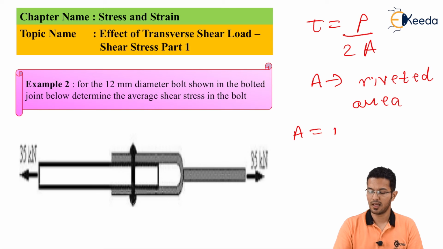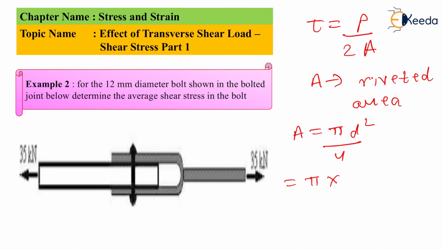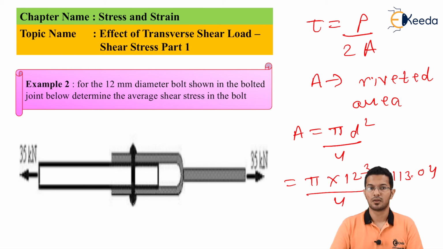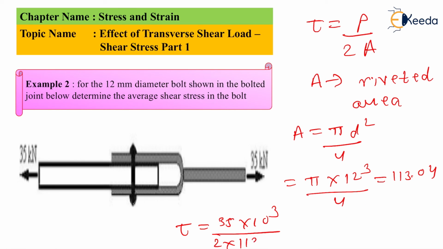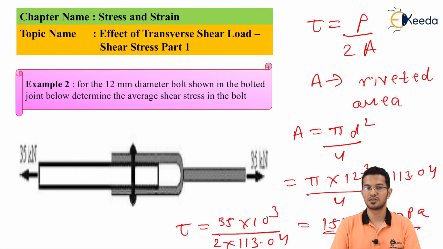Hence, we know that A is equal to pi d square upon 4, which is equal to pi into 12 square upon 4, which is equal to 113.04. Now, tau is equal to 35 into 10 to the power 3 the whole upon 2 into 113.04, which is equal to 154.32 megapascal. Hence, the average shear stress is nothing but 154.32 megapascal.